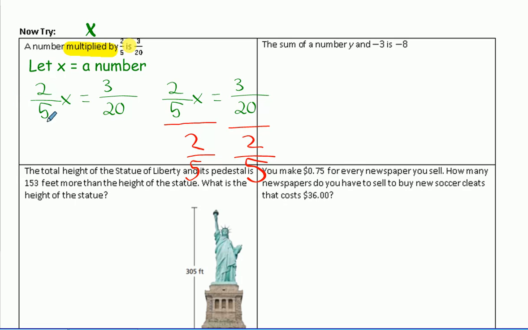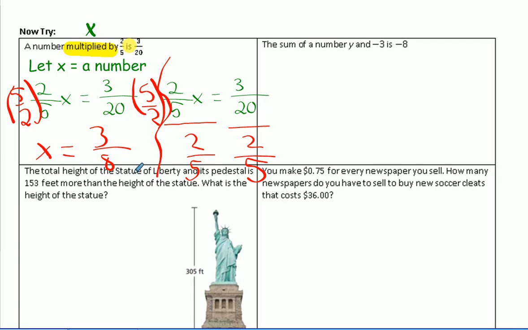The other option is to multiply by the reciprocal. So I would just multiply this by 5 over 2. And again, it's about the same in terms of messiness, but it's up to you how you want to do it. Either way, 3 over 20 divided by 2 over 5, and you should get x to be 3/8. Either way you do it, x should be 3/8. Pause if you need to. We're going to keep going.